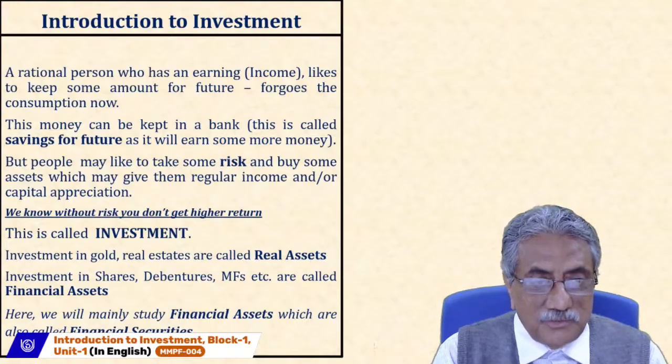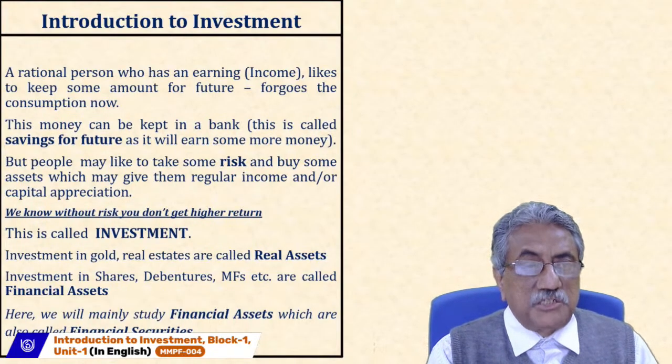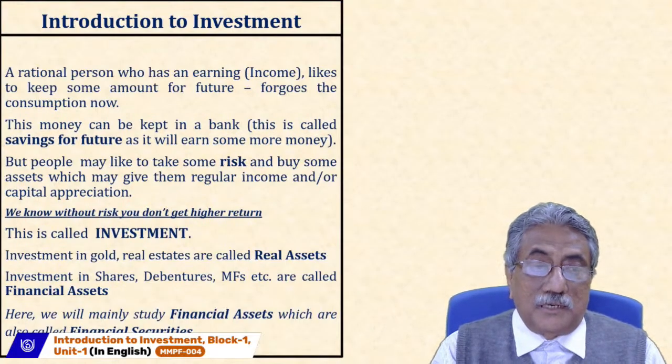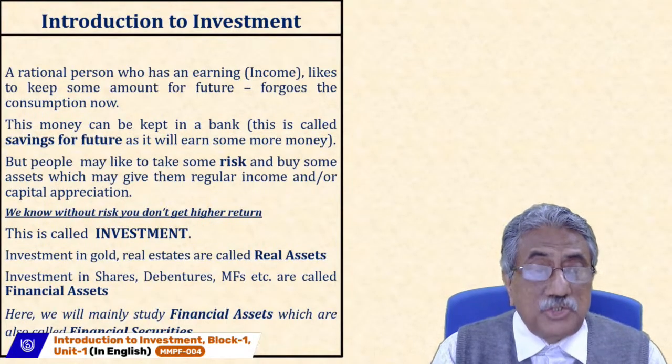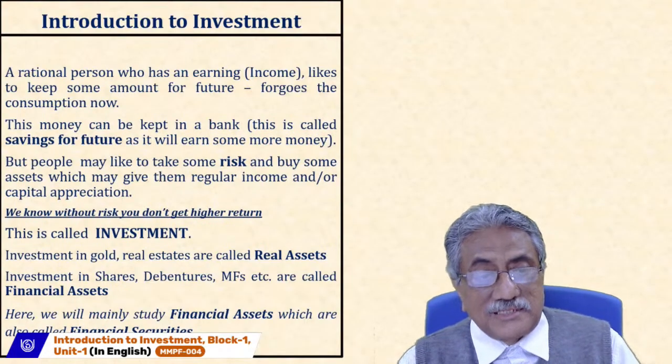Investment can be gold, real estate. Now these are called real assets because you can touch it, feel it, everything. So gold, real estate, even in the US and other places, some people invest in barrels of oil, expecting that oil price will go up. So these are real assets they're holding.